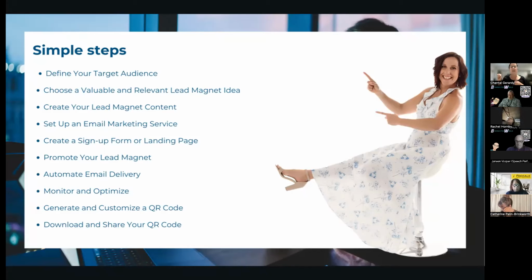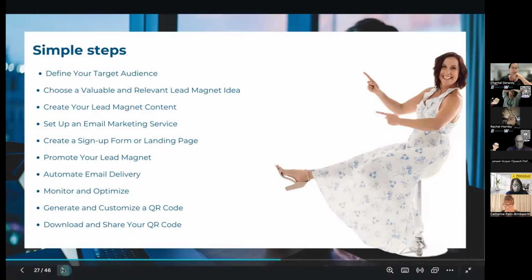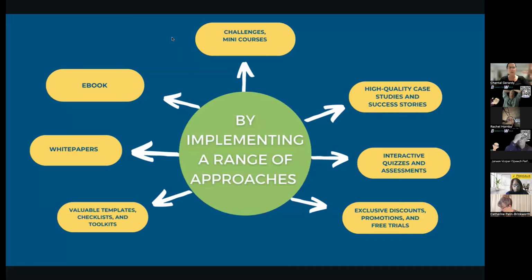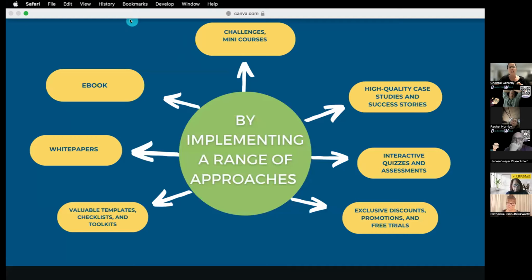Second to last, generate and customize a QR code. You can see Jay's got a lovely QR code up at the top over there. Makes it really easy for people. And then, of course, make sure that you download and share your QR code. Okay, these are just some different approaches of an ebook that you could use, but templates, checklists, toolkits, white papers, your good old-fashioned ebook. You could do a mini challenge or a course.